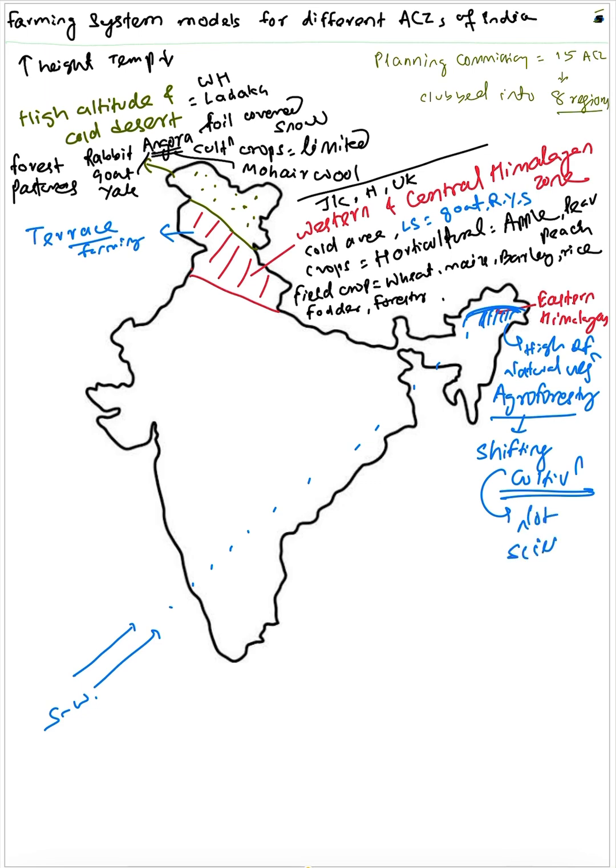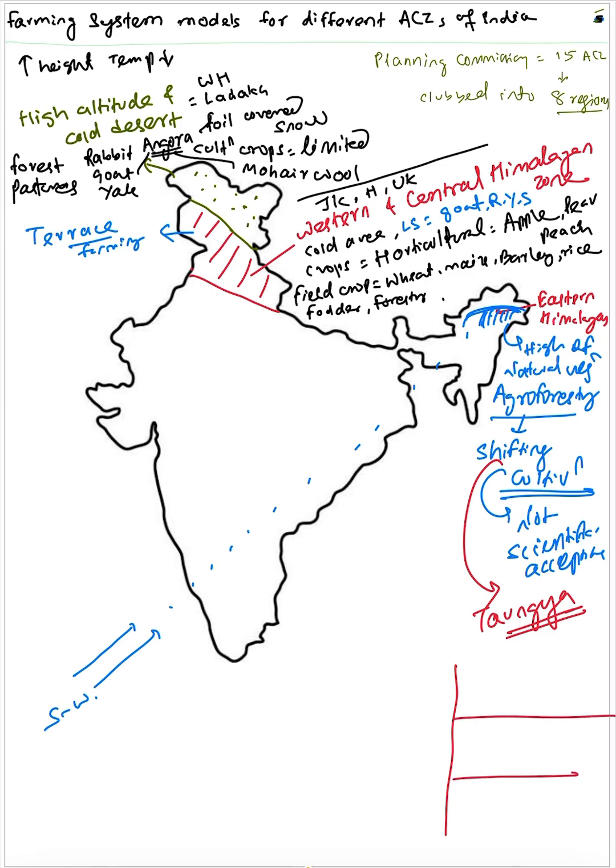Shifting cultivation is majorly practiced in these areas, but it is not scientifically acceptable. So instead of shifting cultivation, you can recommend the Tongia system, which is known as scientifically modified shifting cultivation. Coming to this eastern Himalayan zone, because of the high rainfall and high altitude, we have classified it into 3 zones.